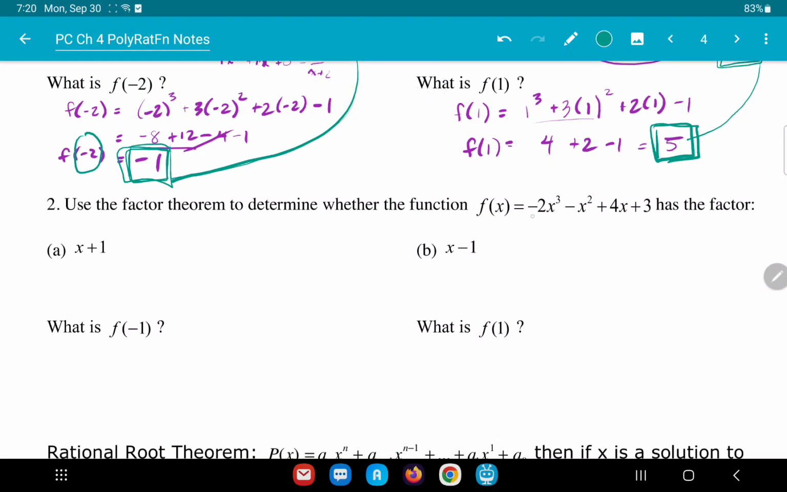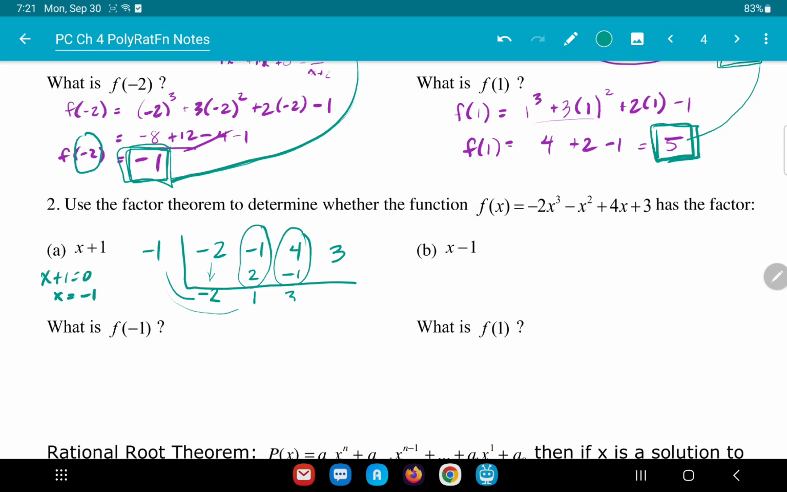Here we have a function, negative 2x cubed minus x squared plus 4x plus 3. Again, we're going to take the coefficients: negative 2, negative 1, 4, and 3. Since x plus 1 equals 0, what we're trying to do is find the value of negative 1. So let's divide by negative 1 and do our synthetic division. We bring the negative 2 down, multiply and add, multiply again and add, multiply negative 1 times 3, get negative 3, and notice how you actually get 0. It has a remainder of 0.